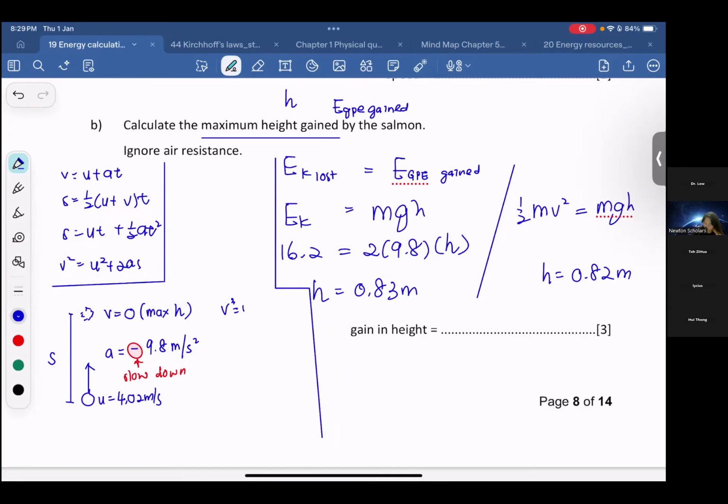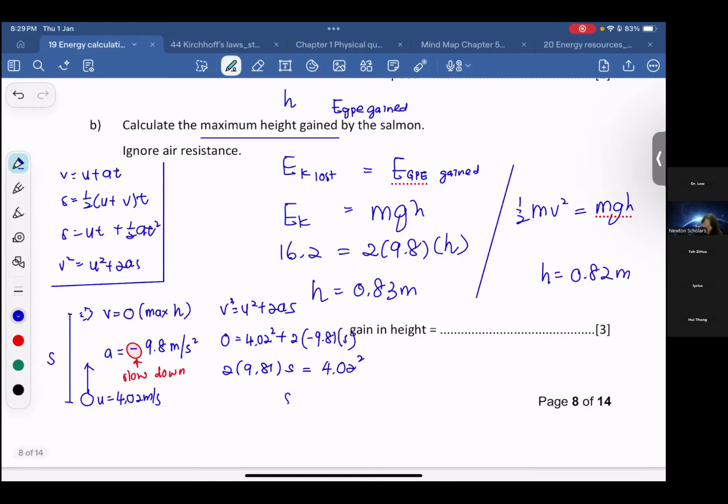Okay, v squared equals u squared plus 2as. v is 0, u is 4.02 squared, plus 2a, a is negative 9.8, s is the maximum height. Okay, maximum height. So at here, we do the calculation. 4.02 squared equals 2 times 9.81 times the maximum height, divided by 2 divided by 9.81. So the answer for s is 0.82 meter.